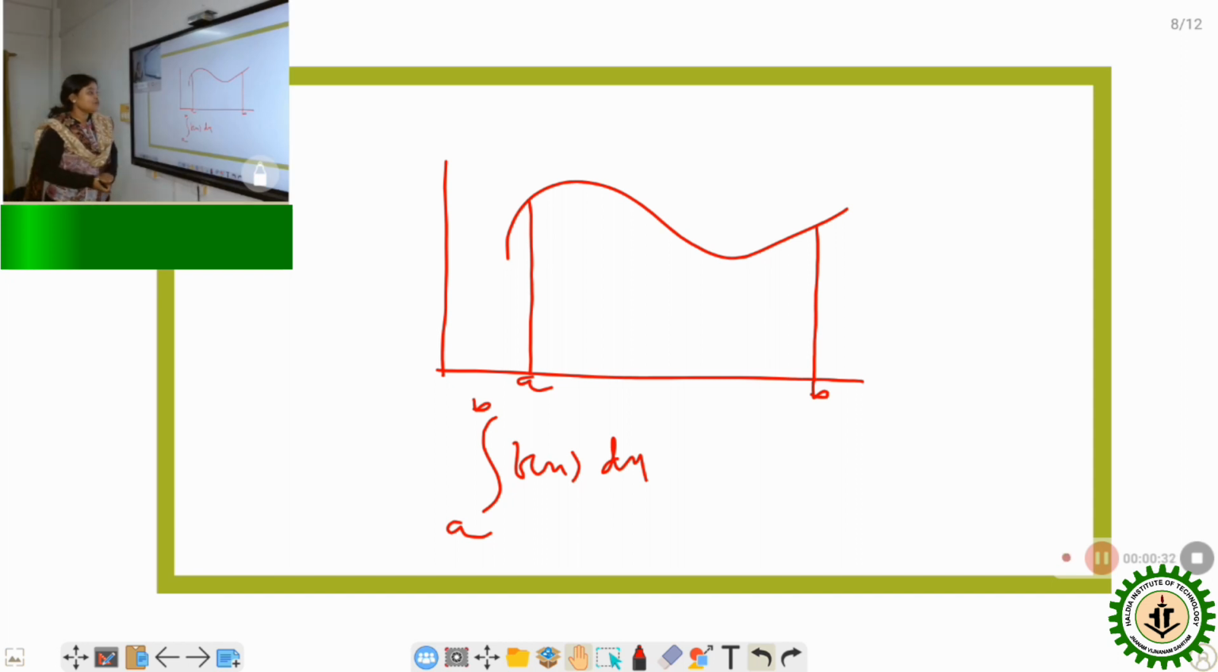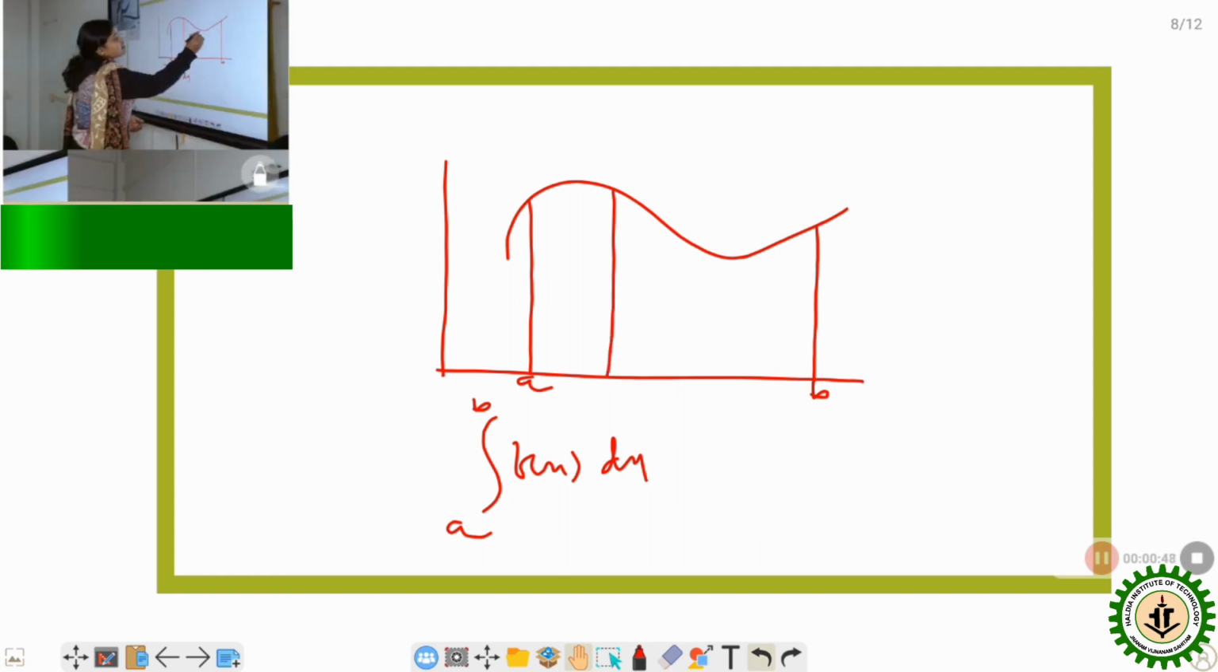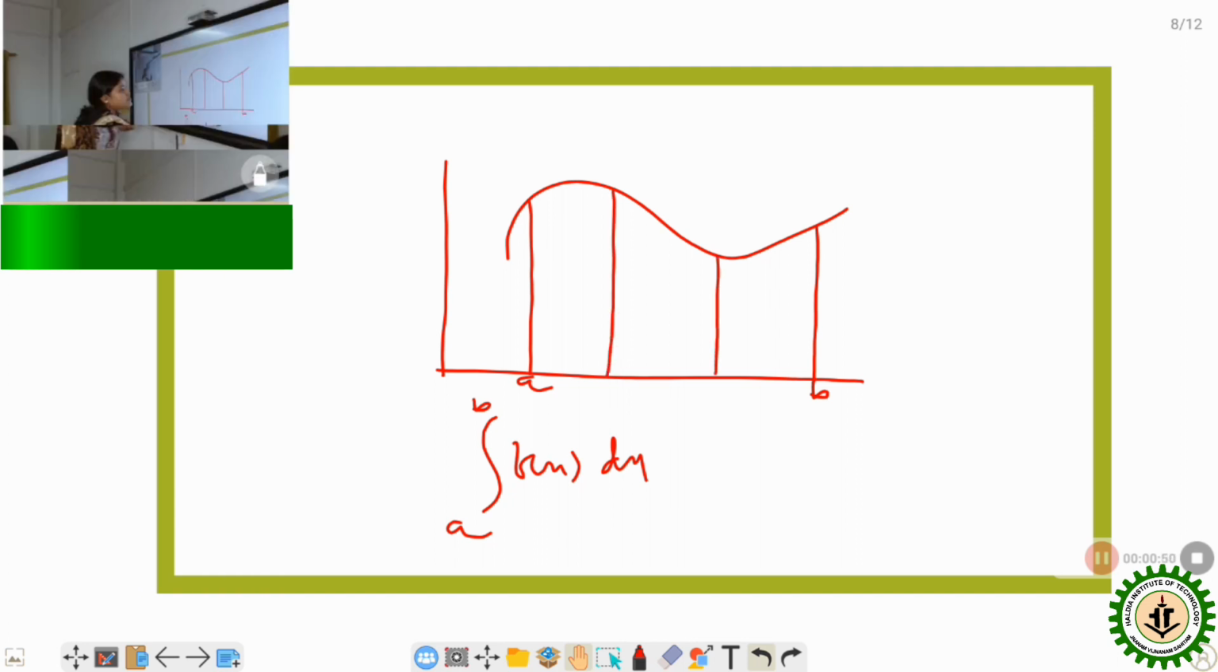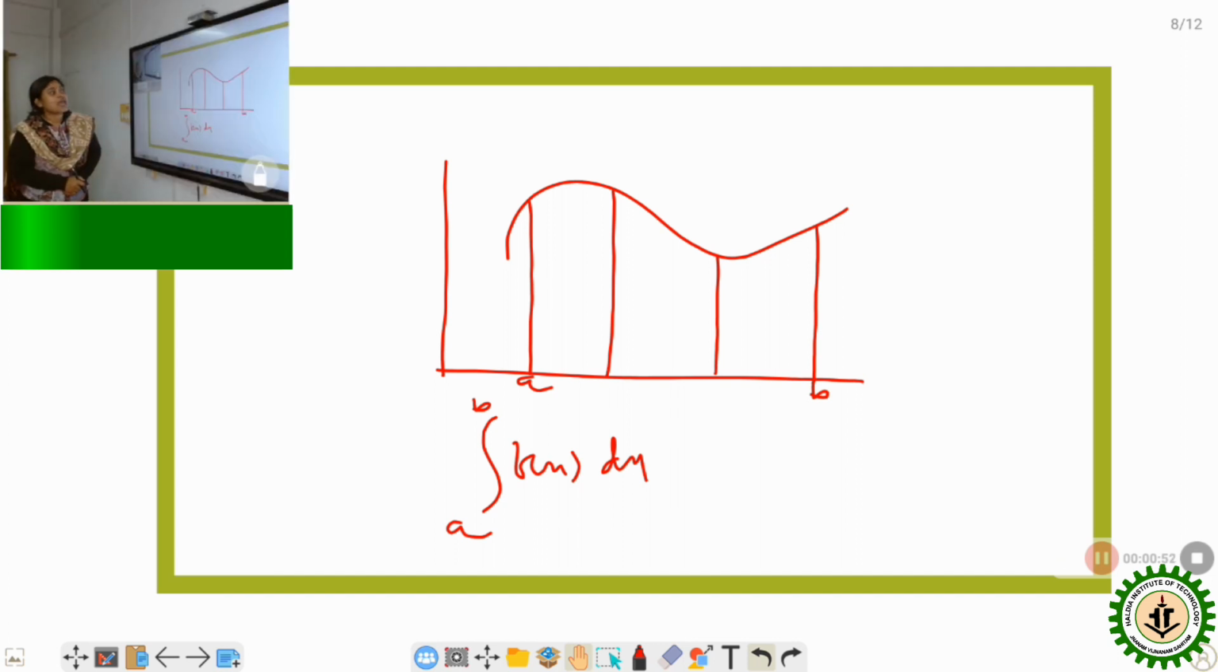Now, by using numerical integration, if I want to find the value of this integration, what to do? We have to divide into some small subintervals, right? So suppose I am doing that. I will take 3 subintervals, and I want to find the integral value by using the trapezoidal rule.